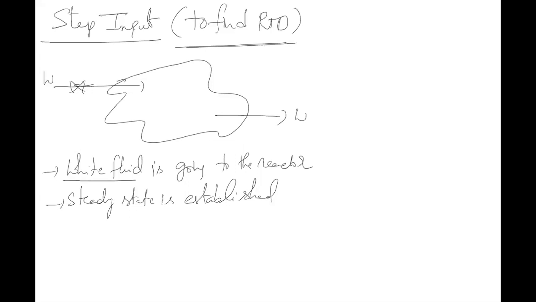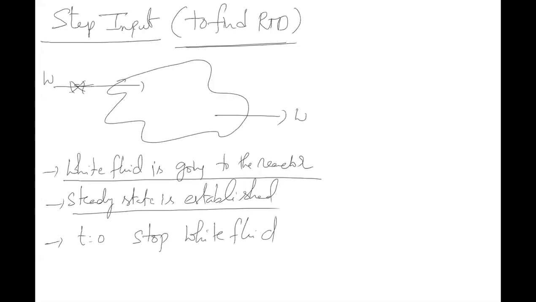So here white fluid is going to the reactor and steady state is established. Now after steady state is established, at time t equal to 0, stop white fluid and start red fluid at a flow rate of m dot moles per minute. What is the difference between pulse and step experiments is, in the pulse experiment, along with the white fluid, you are adding, let's say, m moles of red fluid.